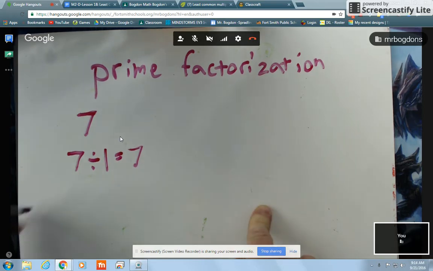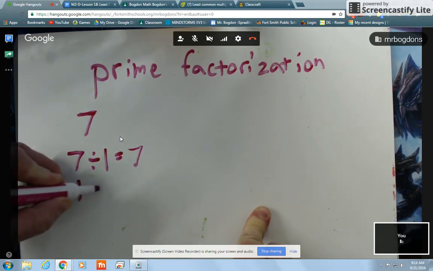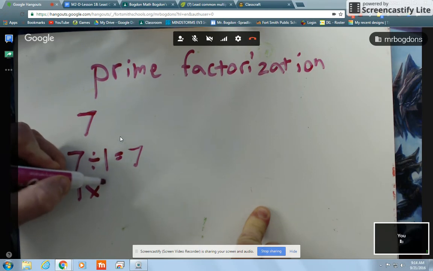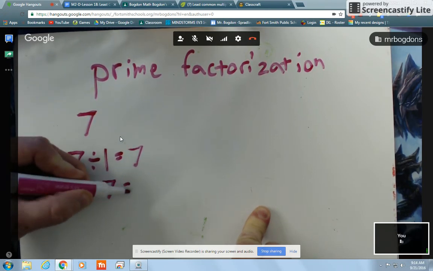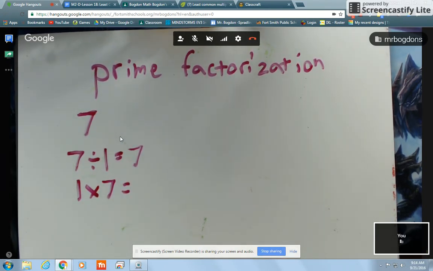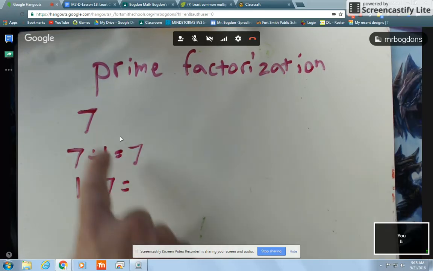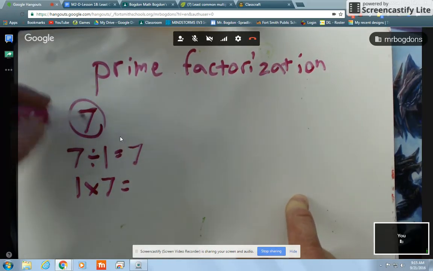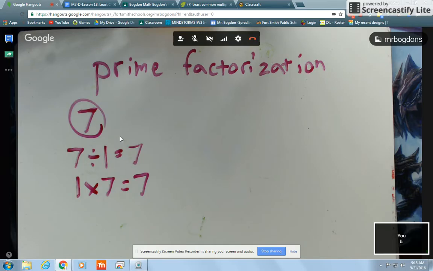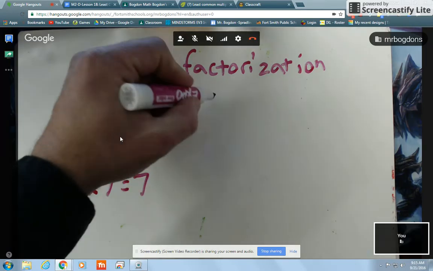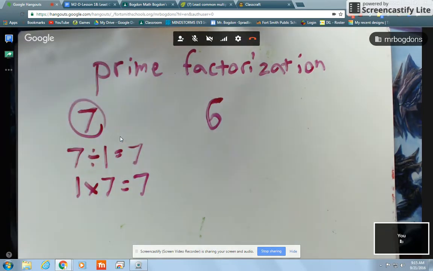are 7 and 1. The only factors, the only numbers I can multiply together. I guess that your explanation could work there, Cortera. There's only 2 numbers that I can multiply by one another, 2 whole numbers, that is, to equal 7. Now, what's the difference between 7 and, say, a number like 6? Is 6 prime? No. What type of number is 6?